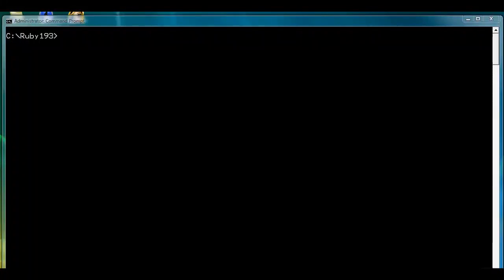In this chapter, we're going to look at the different operators that Ruby contains and how to use them in expressions. And in this lesson, we're going to start with arithmetic operators. So the first thing we're going to do is open the Ruby shell.